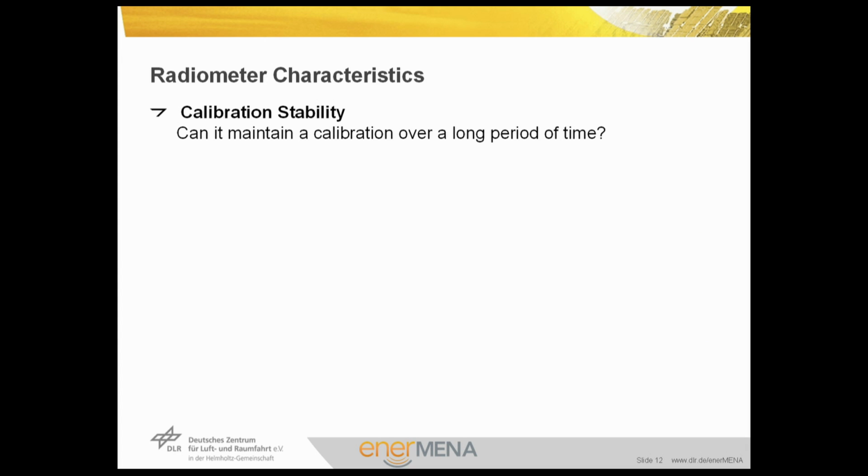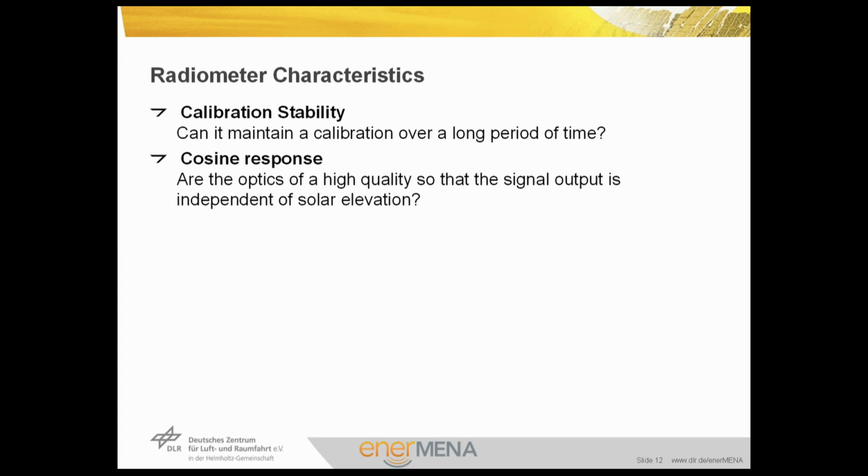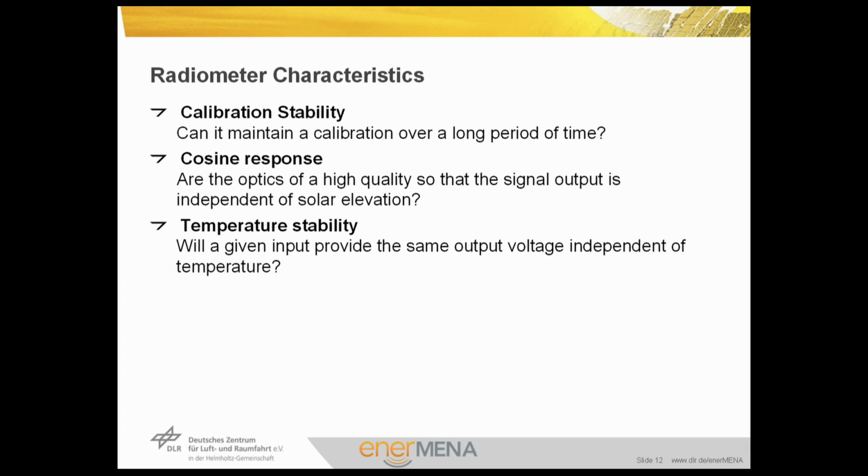Now I want to sum up some radiometer characteristics. First of all, the calibration stability. We have to ask ourselves, can the radiometer maintain a calibration over a long period of time? Then there's something like the cosine response. So are the optics of the instrument of a high quality so that the signal output is independent of solar elevation? Temperature stability. Will a given input provide the same output voltage independent of temperature?